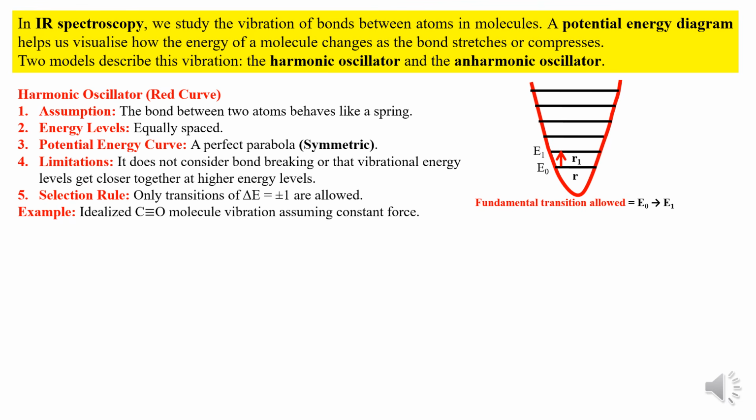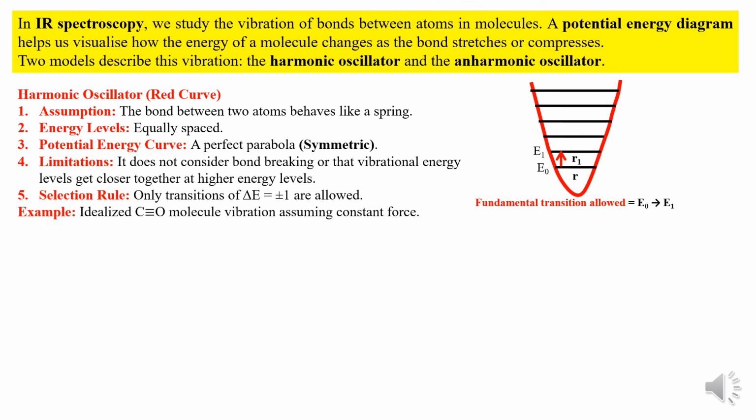Now what is the assumption in the case of the harmonic oscillator? The harmonic oscillator is based on the assumption that the bond between two atoms behaves like a spring, and the energy levels are equally spaced, and the potential energy curve is a perfect parabola. So you find symmetry in the case of the harmonic oscillator potential energy curve.